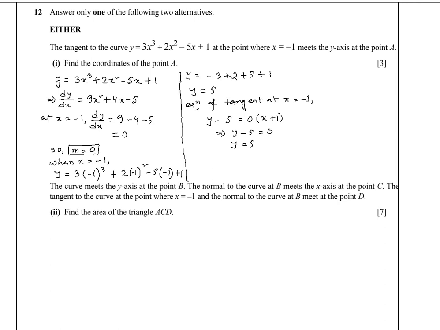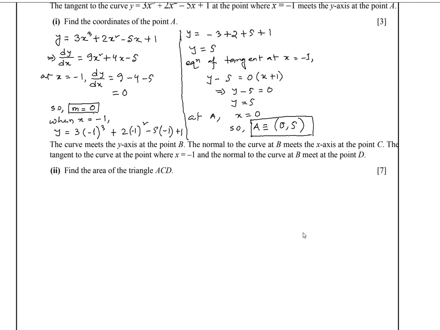In the question it says that this tangent meets the y-axis at point A. At the y-axis, x is always 0. So the x coordinate of A is 0. Therefore we can write x equals 0. So the coordinate of A is (0, 5). Now let's move on to the next part of the question.